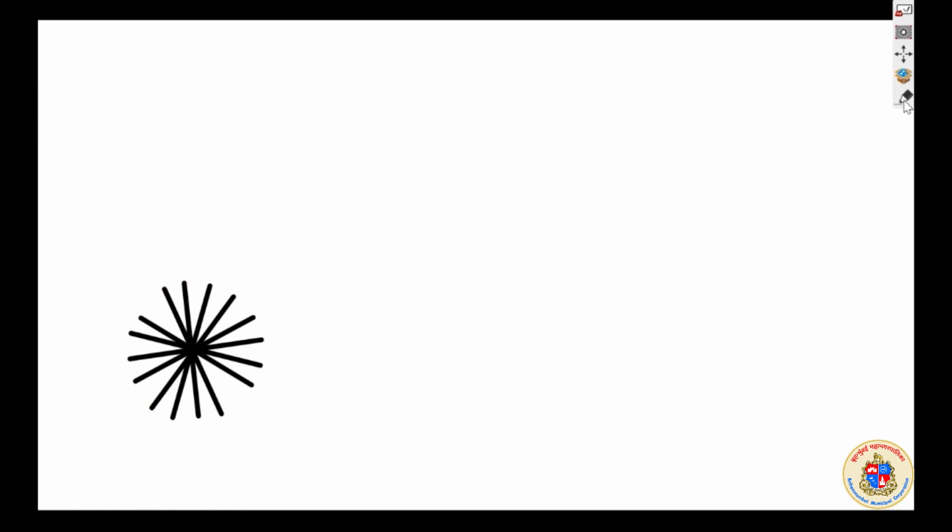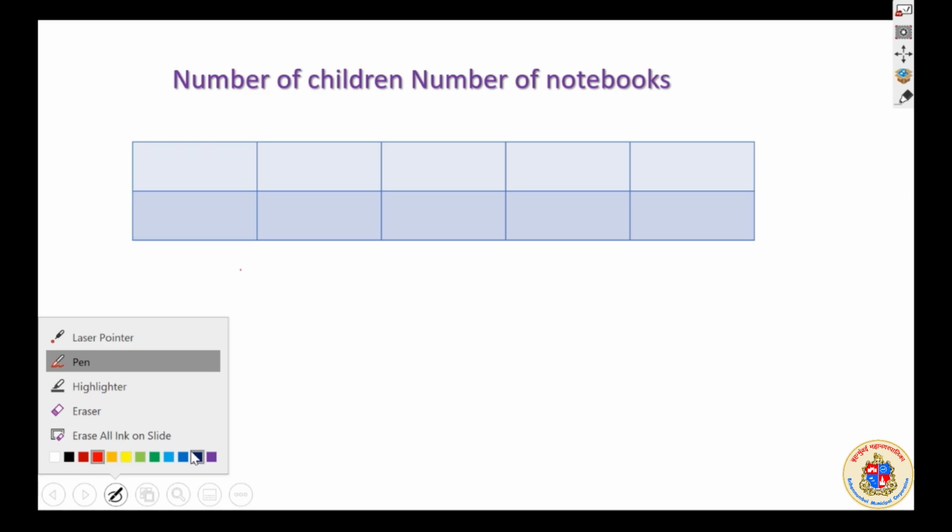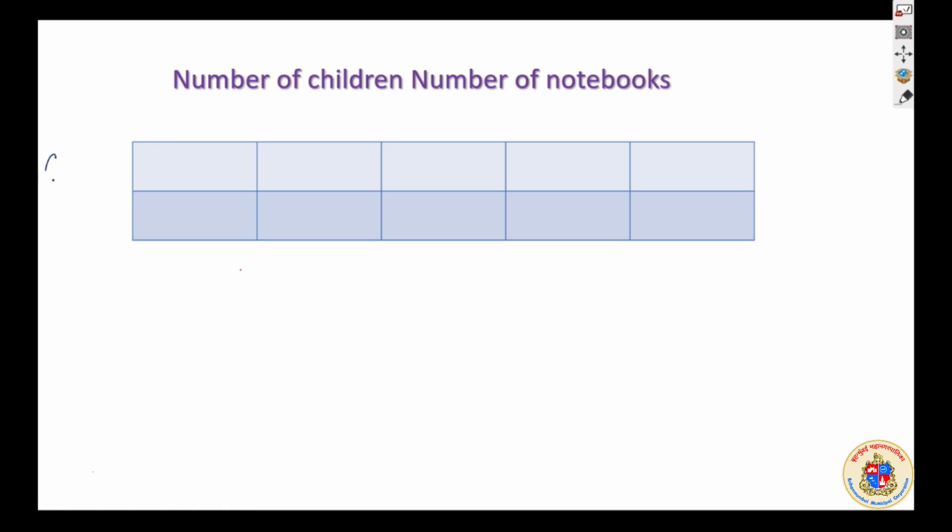Okay, let us go ahead. Before that, let me remove this. Okay. Now let us think about some other concept. For example, if you are talking about number of children and number of notebooks, more the children, more the number of notebooks naturally. Number of children I am writing here, and number of notebooks I am writing in this row.